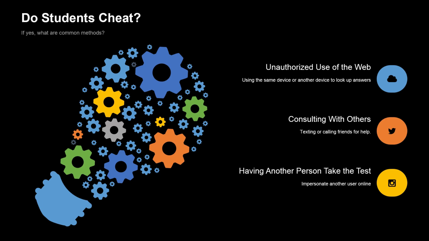So if we know they occasionally cheat, what methods are they using? The first is unauthorized use of the web, usually represented by students using their smartphone to look up answers. The second is consulting with others, or in other words, phoning a friend. The last method is asking someone else to take the exam for them.